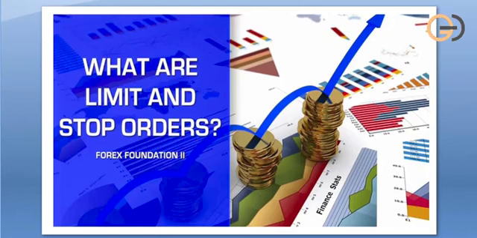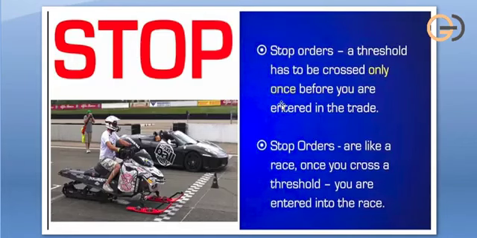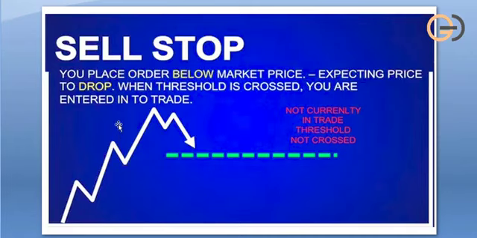You can use a limit order, you can use a stop order. Let's look at the stop order of entering the market. A stop order is a threshold that has to be crossed only once before you can enter into the market. Stop orders are like a race. Once you cross a threshold, you are entered into the market. For example, when price is moving in an upward direction and the price decides to come down, a stop order will help you to enter the market at a particular limit.